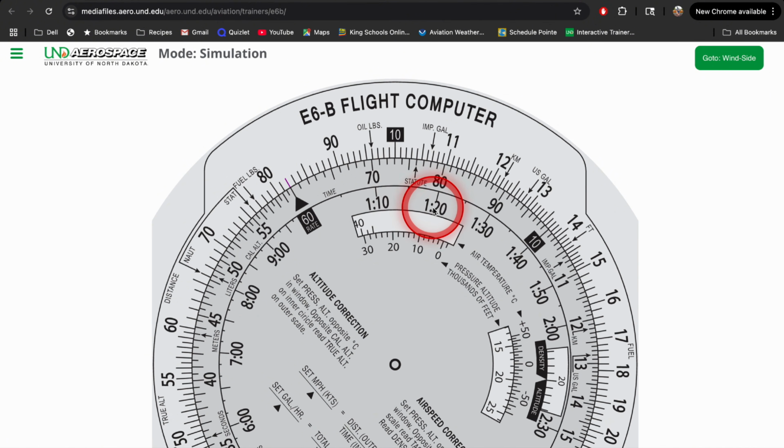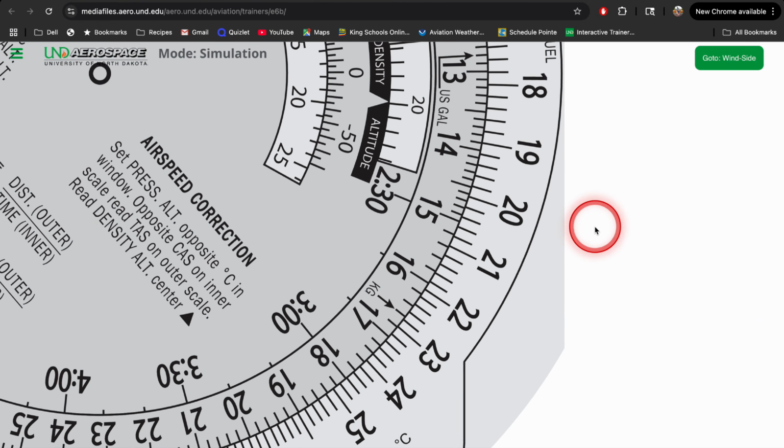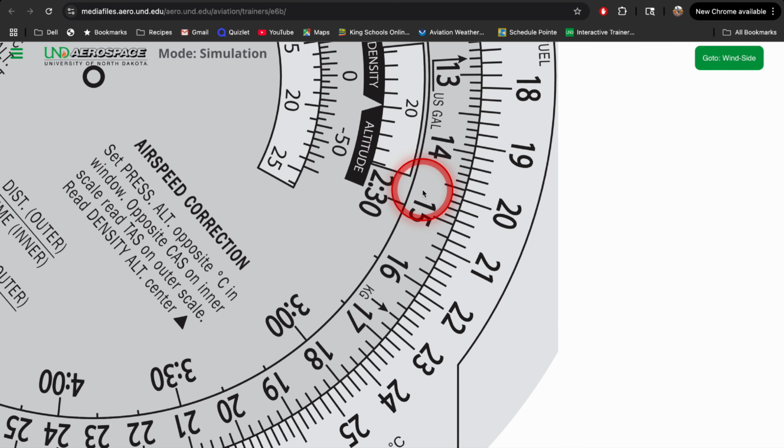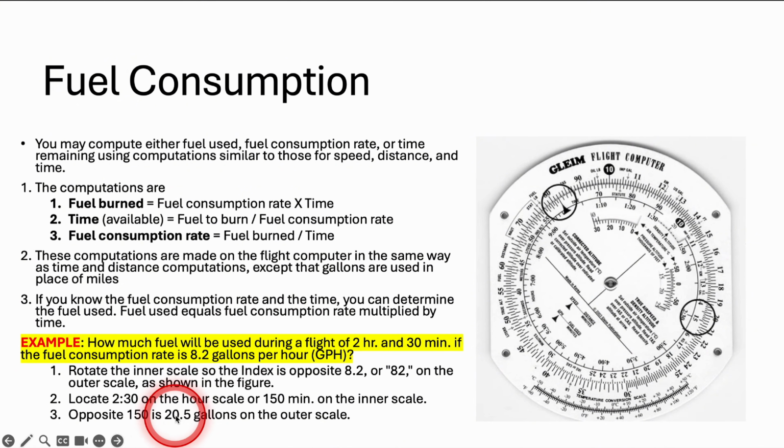And we know that we're going to be going 2.5 hours. Now I'll zoom in so you can see a little bit better. You may need to tilt your head a little bit, but here's 2.5 hours, which is equivalent to 150 minutes. And our fuel burn is going to be on the opposite side of that. So here's 20 gallons, 21. Each of these lines represents 2 tenths, so this is 20.2, 20.4. So this is 20.5. It's going to be 20.5 gallons, and there's our answer right there.